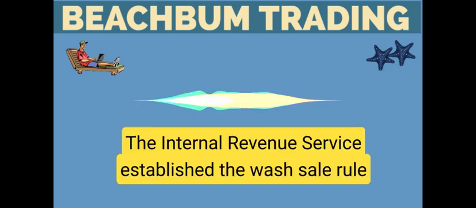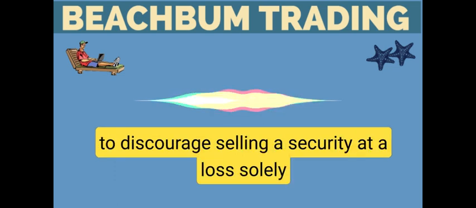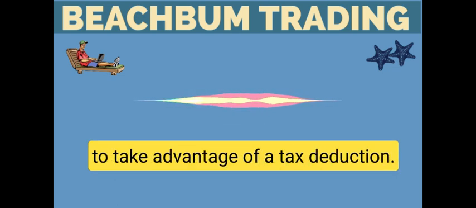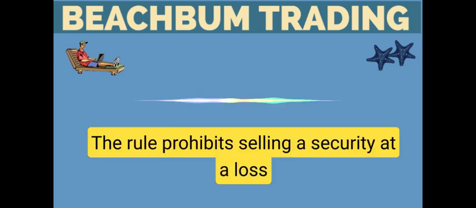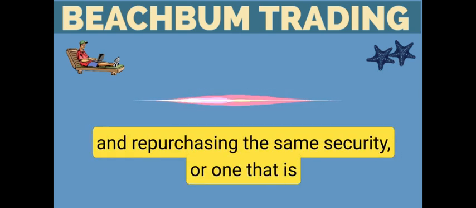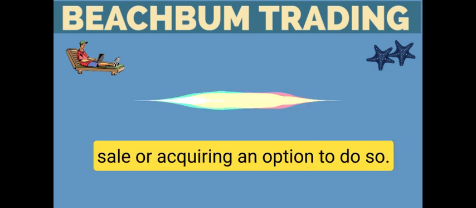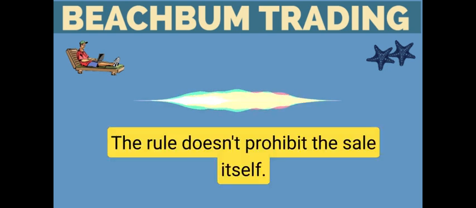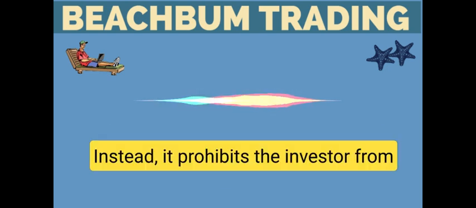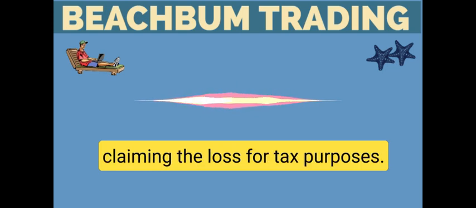The Internal Revenue Service (IRS) established the wash sale rule to discourage selling a security at a loss solely to take advantage of a tax deduction. The rule prohibits selling a security at a loss and repurchasing the same security, or one that is substantially identical, within 30 days before or after the sale, or acquiring an option to do so. The rule doesn't prohibit the sale itself; instead, it prohibits the investor from claiming the loss for tax purposes.